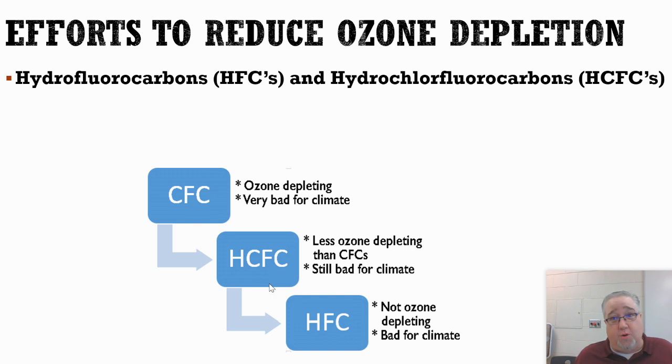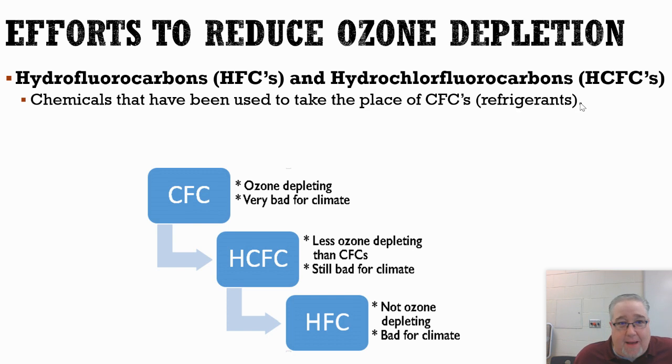Another thing that we've done to reduce ozone depletion is we've taken CFCs and replaced them with other chemicals. They're called HFCs, hydrofluorocarbons, and something called HCFCs, hydrochlorofluorocarbons. These have taken the place of CFCs. These are also refrigerants. For example, these are the things that we use in our refrigerator today.